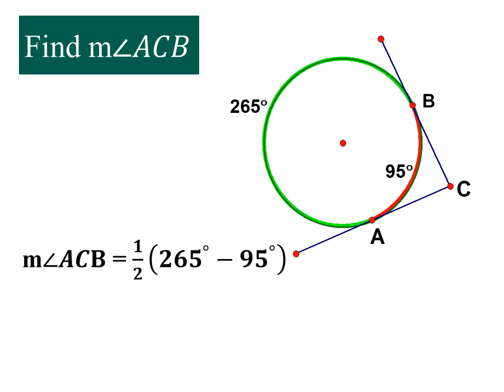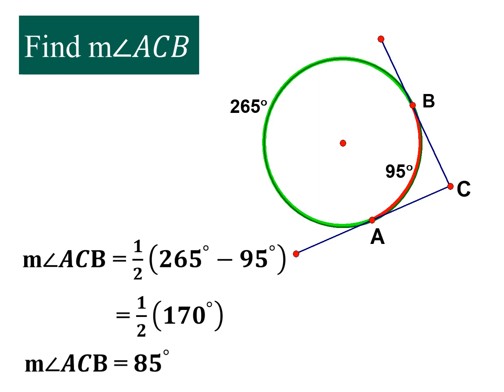So let us have an example. Referring to the diagram, we need to find measure angle ACB. To find measure angle ACB, all we need to do is to subtract 265 minus 95 and then divide it by 2. So 265 minus 95 equals 170, and half of 170 equals 85. So therefore, measure angle ACB equals 85 degrees.